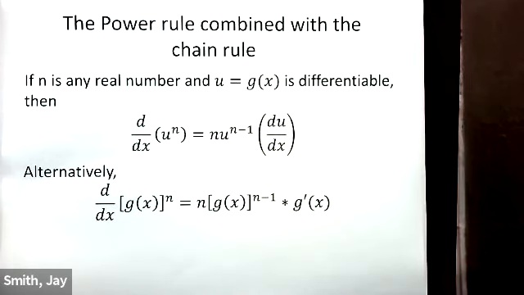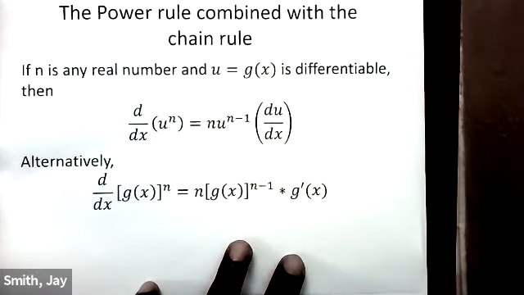All right, so the power rule combined with the chain rule, it reads, if n is any real number and u is equal to g of x is differentiable, then d dx of u to the nth power would simply be n u to the n minus 1 times du dx. Alternatively, using the Newton notation, d dx of g of x to the nth power is simply n times g of x to the n minus 1 times g prime of x.